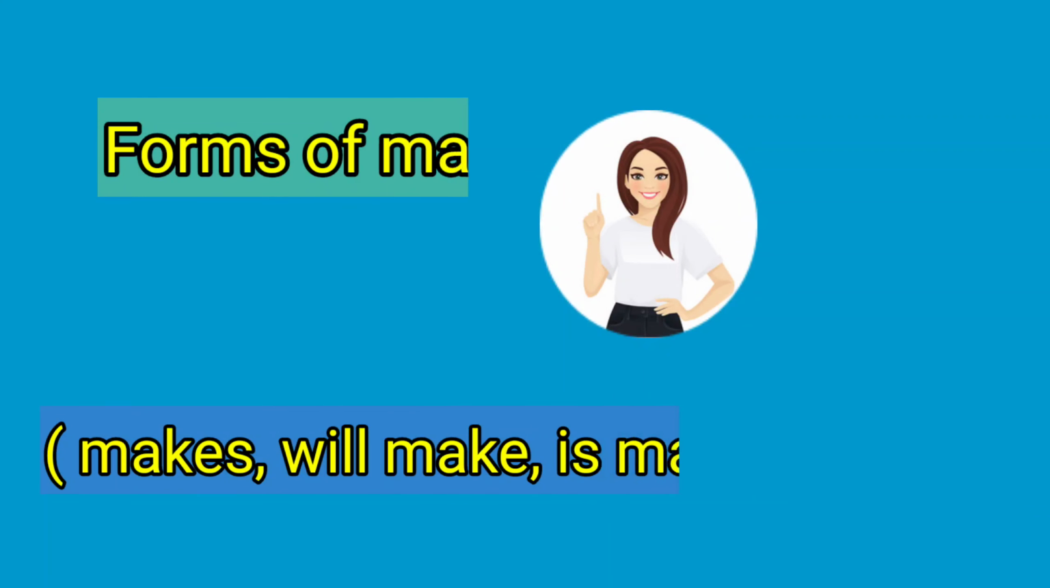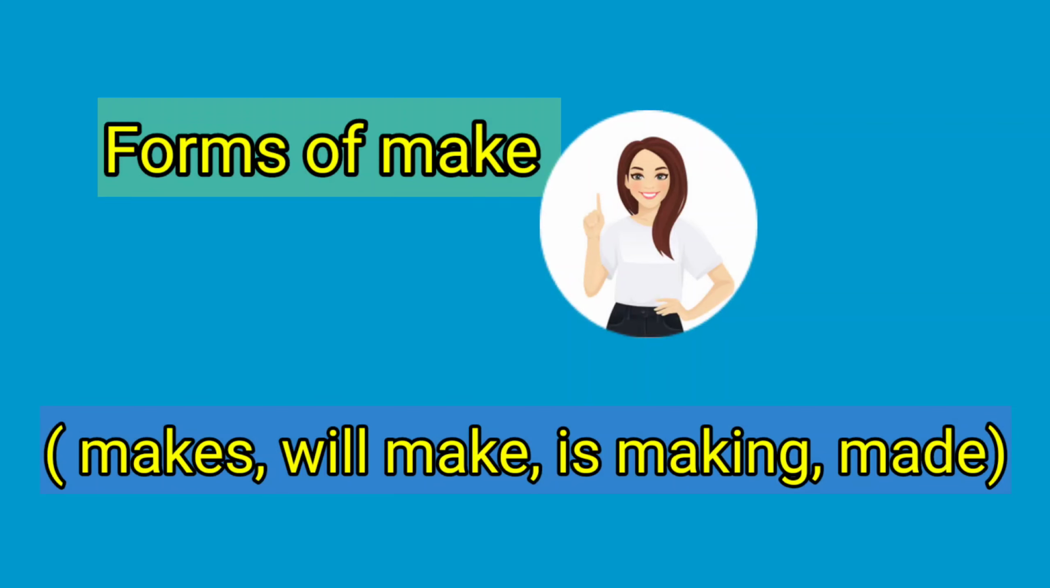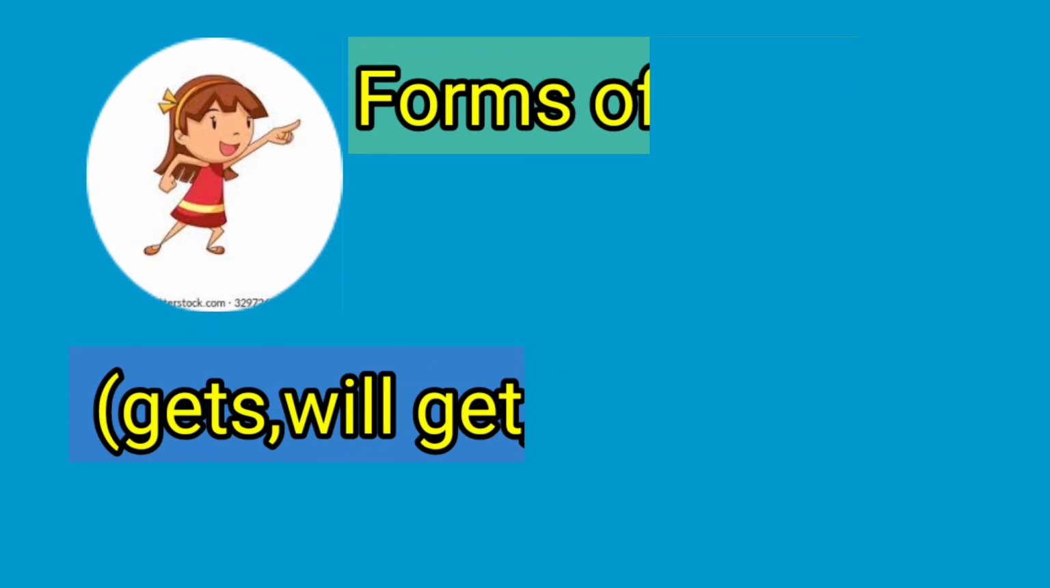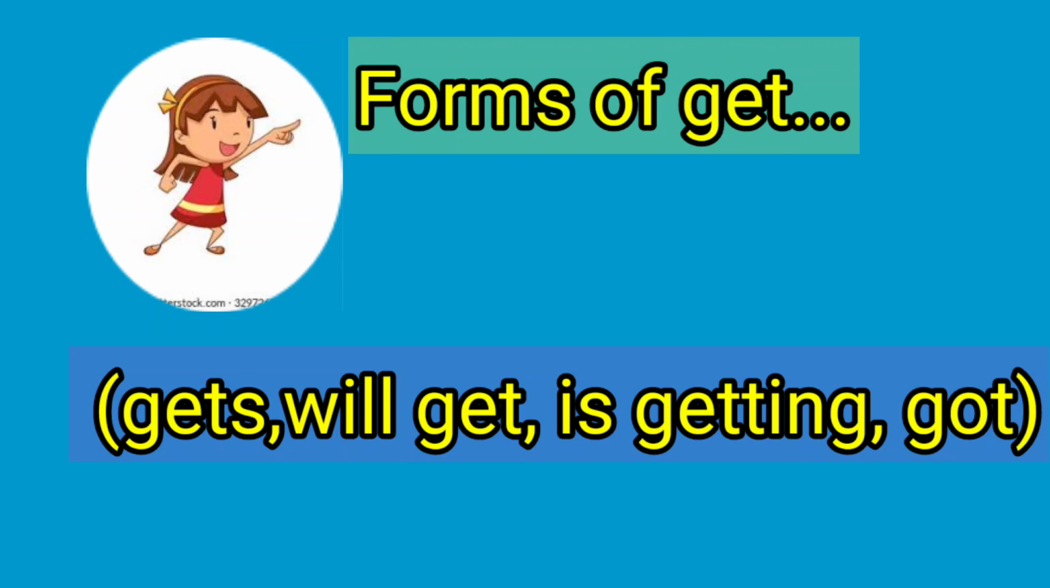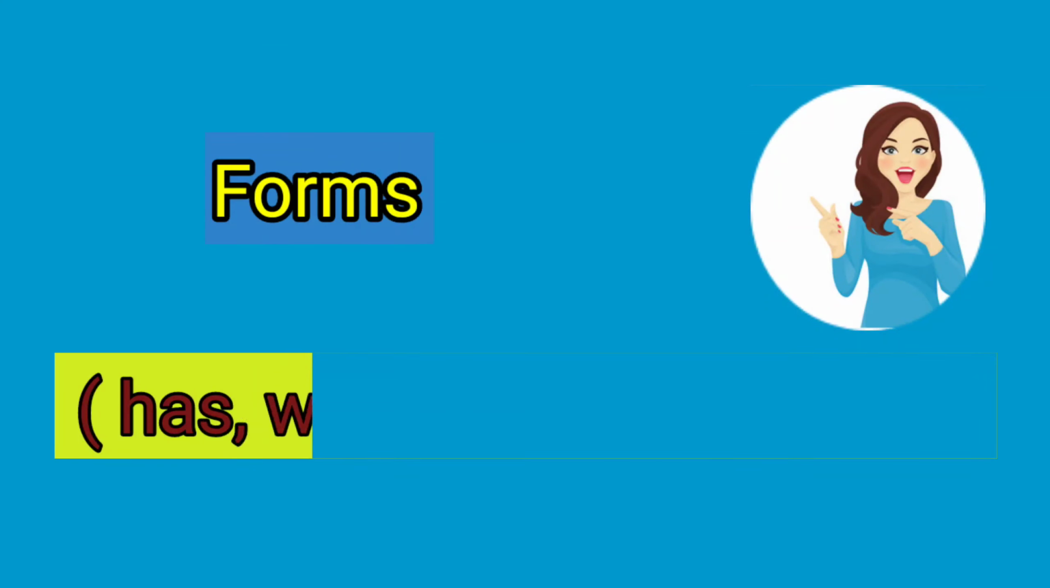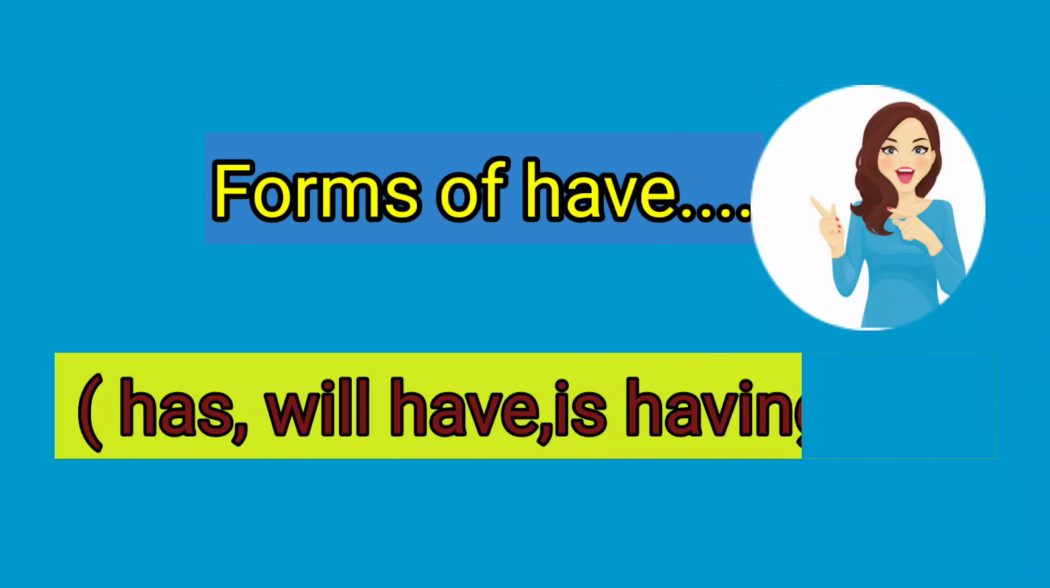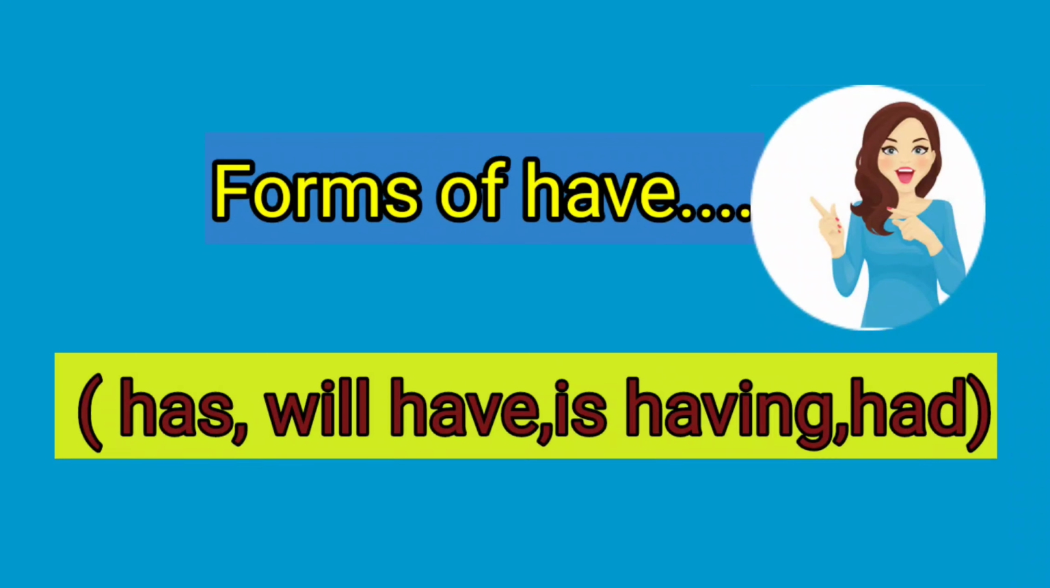So know about the forms of the make verb. The make verb has the forms makes, will make, is making, and made. Now the forms of the get verb. So what are the forms of the get verb here? Gets, will get, is getting, and got. So these are the different forms of the get verb. And let's see the next, the forms of the have verb: has, will have, is having, and had. These are the different kinds of have verbs.